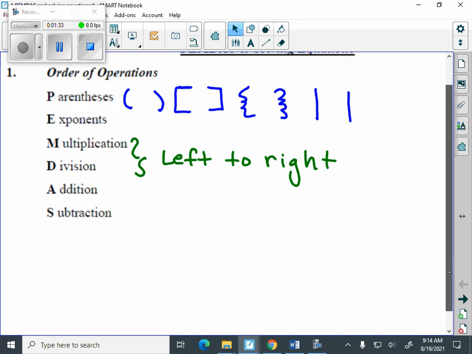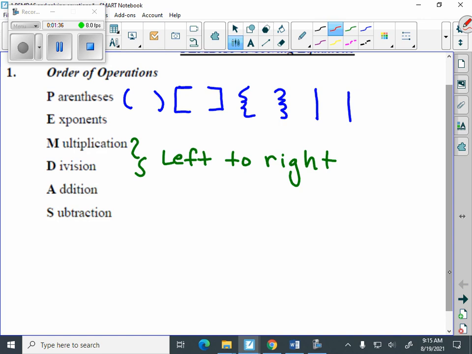And finally, addition and subtraction, same idea. We go left to right. Most of you are pretty familiar with that concept. It's something that we learned early on in our educational career back in elementary school.